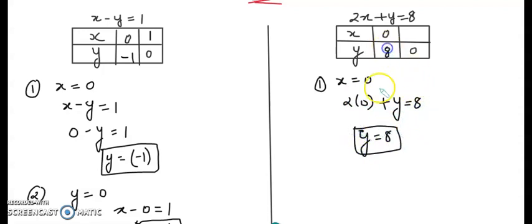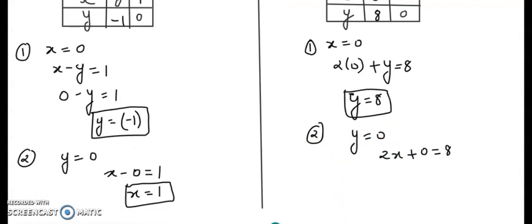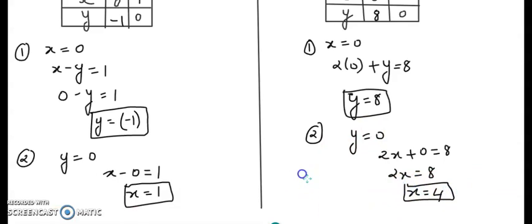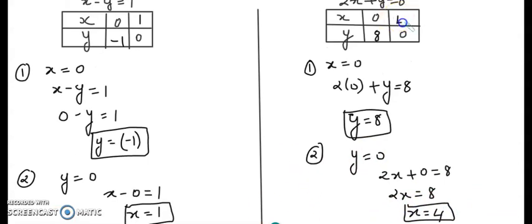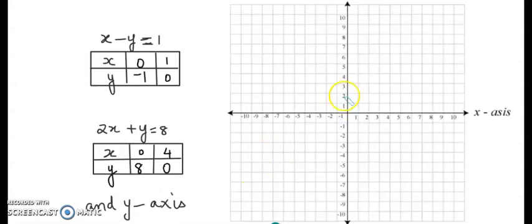Okay. Next, y is equal to 0. So 2x plus 0 is equal to 8, right? That means 2x is equal to 8, so x is equal to 4, right? So I got my points. 0, minus 1, 1, 0, 0, 8 and 4, 0. Okay? Now let's plot the points.